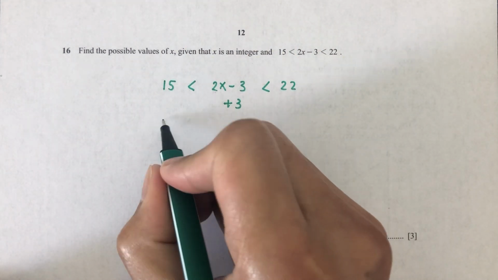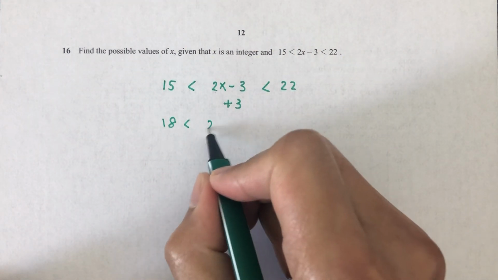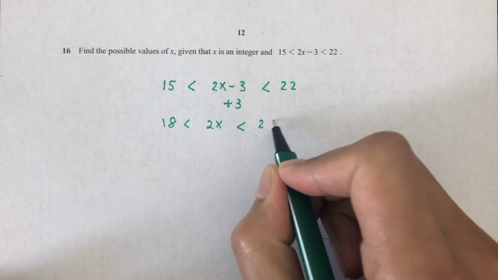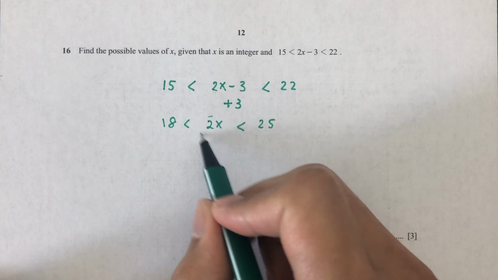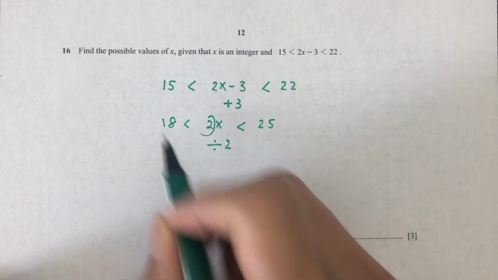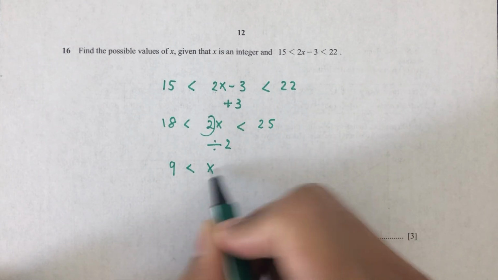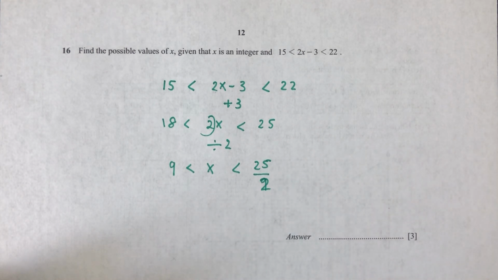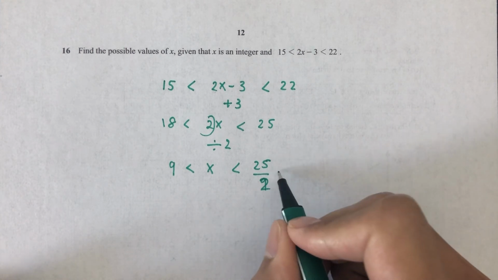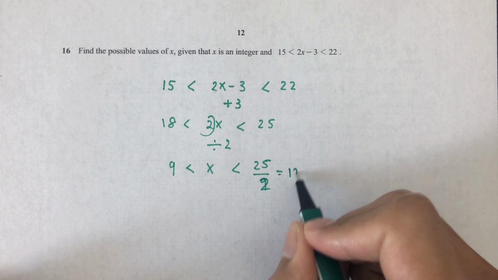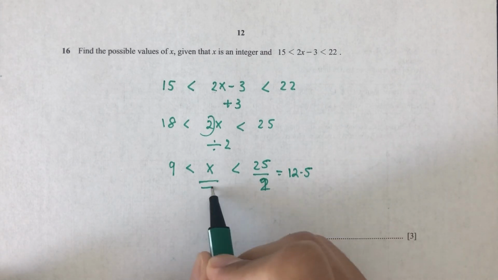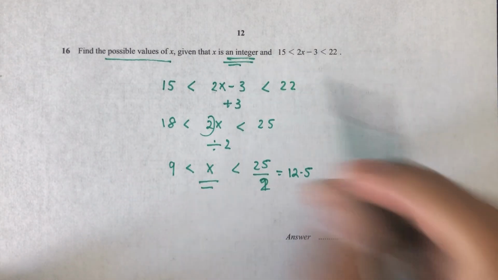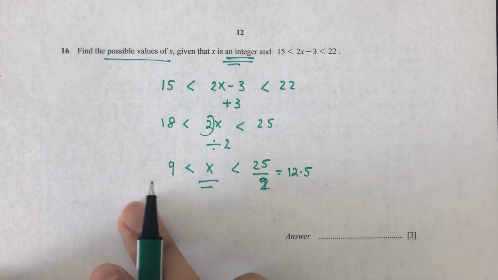So 15 plus 3 will be 18, less than 2x, less than 25. How do you get rid of 2? Divide by 2 everywhere. So we get 9 less than x less than 25 over 2. Okay, so 25 over 2 is basically 12.5. So we're looking at the possible values of x, which is an integer. So x is between 9 and 12.5.